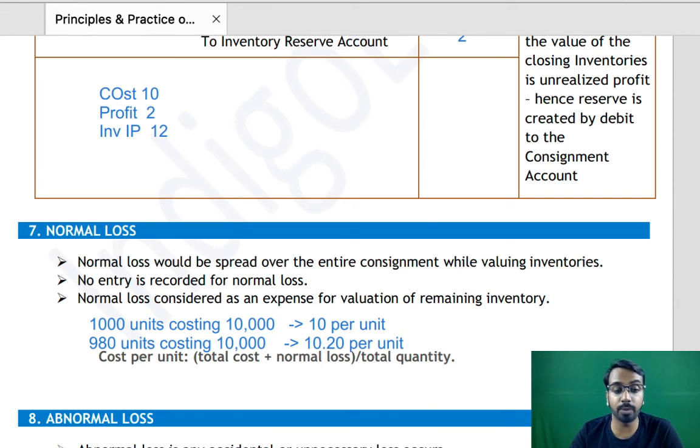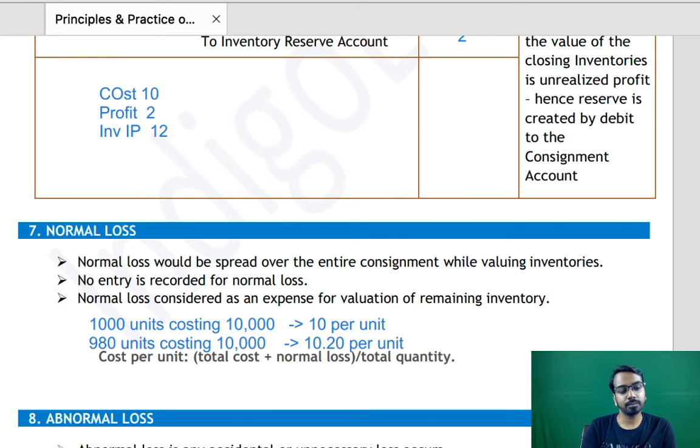In fact, there is a video about normal loss and there is a detailed problem on normal loss also on our YouTube channel. You can check that out. All the normal loss is absorbed by good units, and because that happens, you do not need to record any separate journal entry. It will automatically be taken care of.